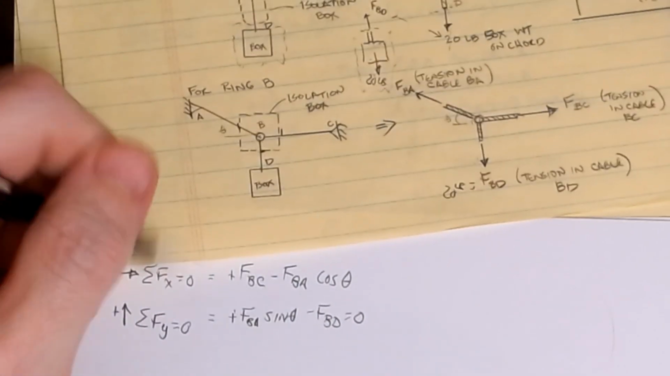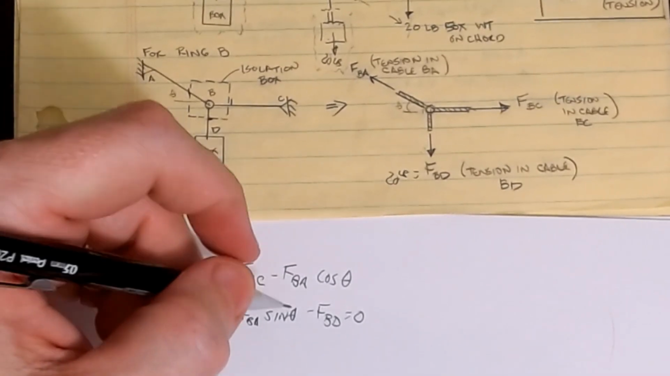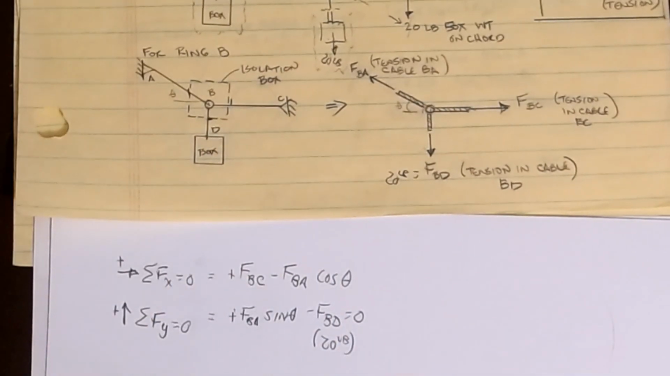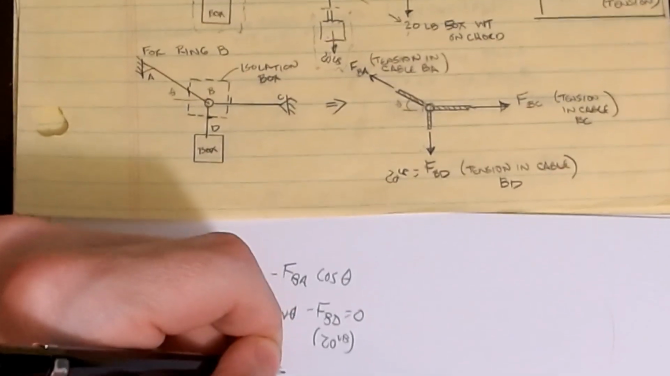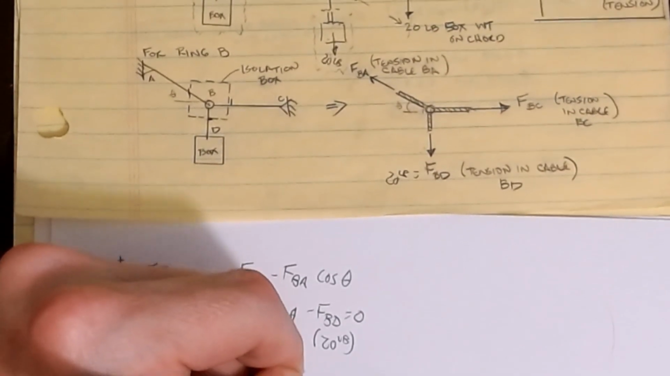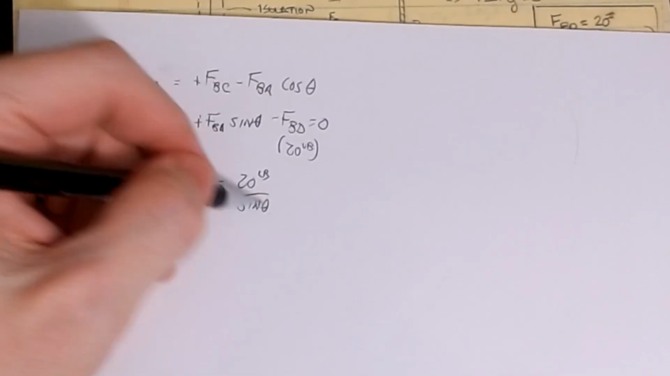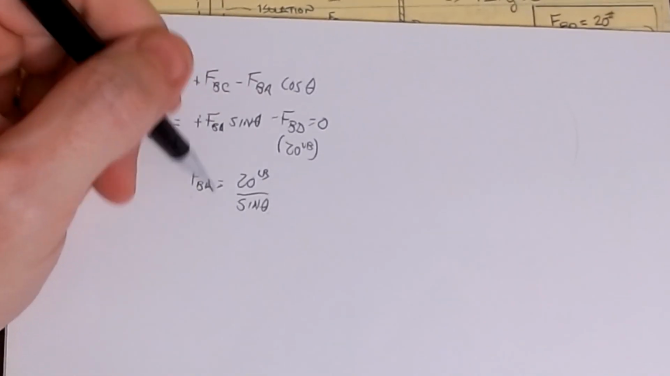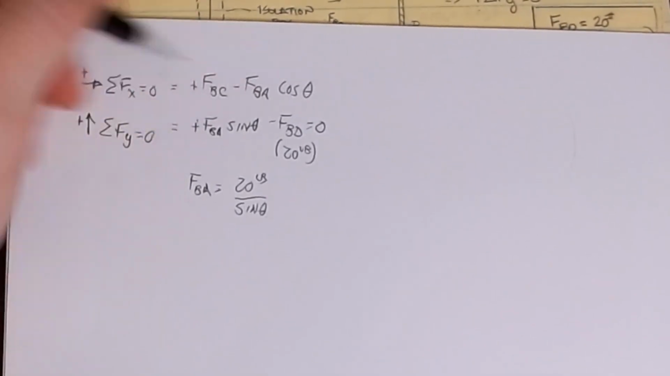That's what equilibrium is doing for us. It's allowing us to find these internals. Now I know that this guy is 20 pounds, right? So that means that FBA is going to be 20 pounds divided by the sine of theta. And so whatever this angle theta is, that's the force in FBA. There will be some things that we'll have to look at with regard to the sign of them and how they correlate to free body diagrams. But for the most part, that's all there is to it.